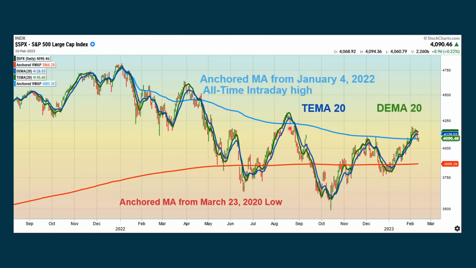Another thing that we're watching for is the anchored moving average going back to the all-time high. We're currently right at about that level, and this could be providing some support. If we really start to go down, we'll be looking at this other anchored moving average going back to the COVID low in March of 2020.